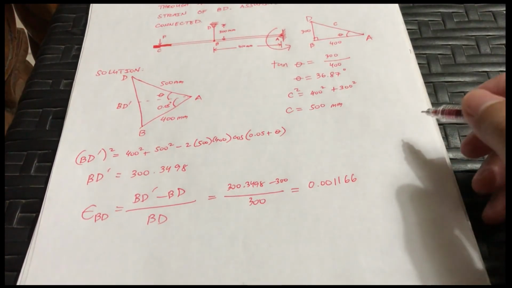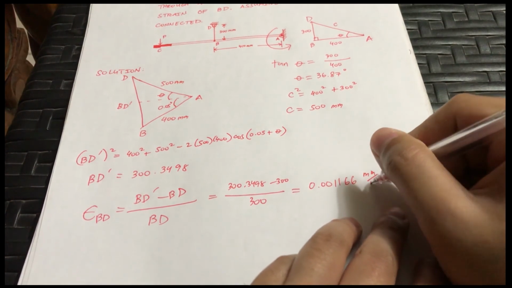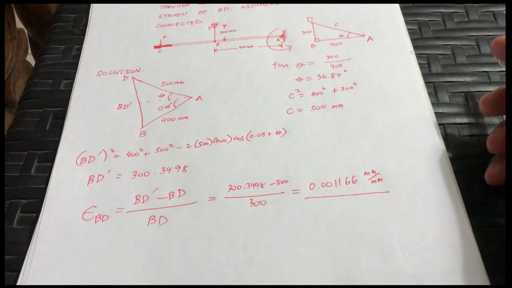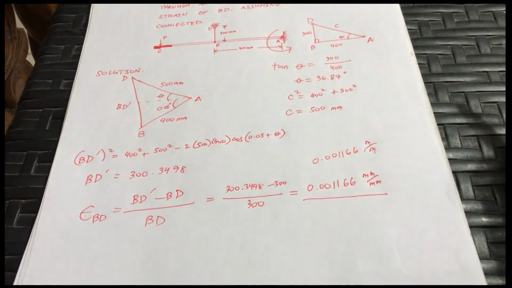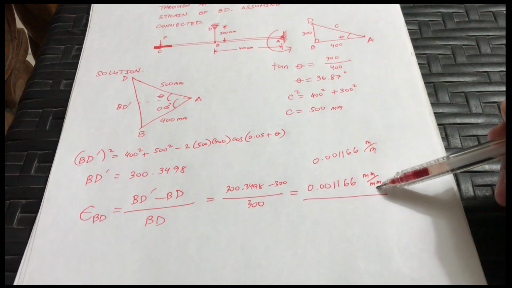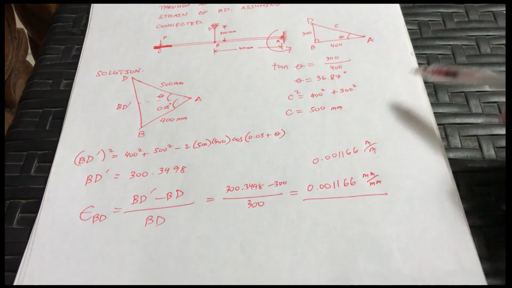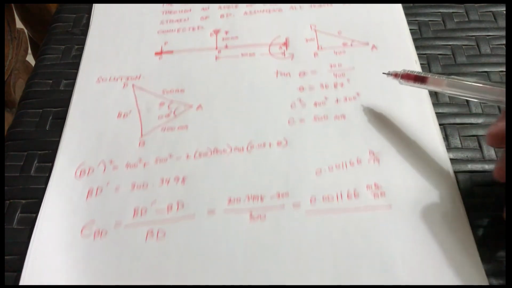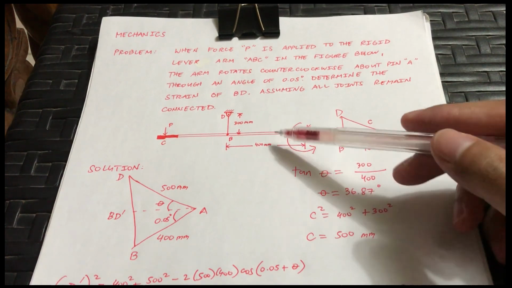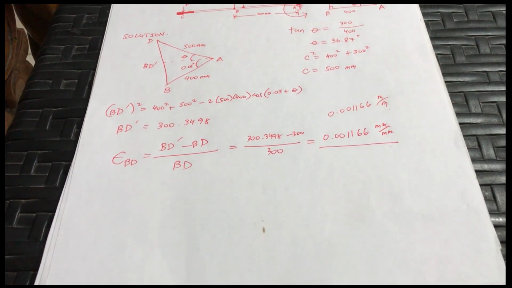Now strain is unitless in nature, but it is often written with a unit, so we can choose mm over mm. Note that even if I write it as meter over meter, it's just the same, because whatever you convert below will just be cancelled out with whatever you convert above. So its unit is just mm over mm, or it could also be m over m or any other unit, as long as it's the same for the numerator and denominator. We'll use mm over mm because most of the given in the problem is in mm. So let's have our strain as 0.001166 mm/mm.